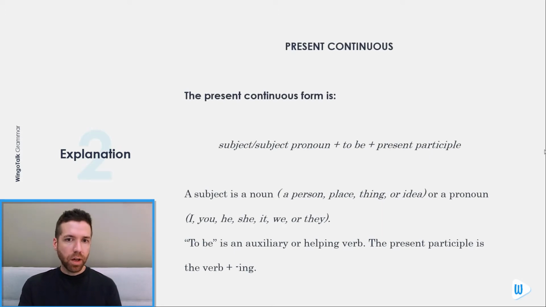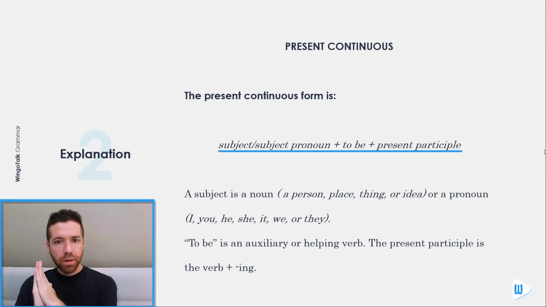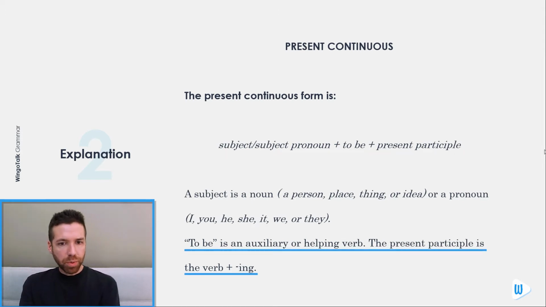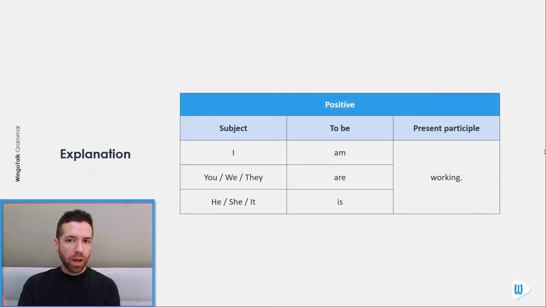Present continuous. The form is subject or subject pronoun plus be plus present participle. And we use to be, which is an auxiliary or helping verb. And the present participle is verb plus ing. Positive sentences. I am working. They are working. She is working.